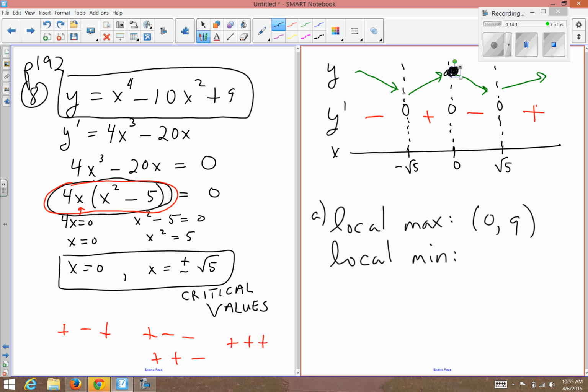I can see minimum here because going down then up. So local minimum, this is the x coordinate. And the y coordinate, we'll get that in a minute. Because there's another minimum here, down then up. So minimum with this x coordinate.